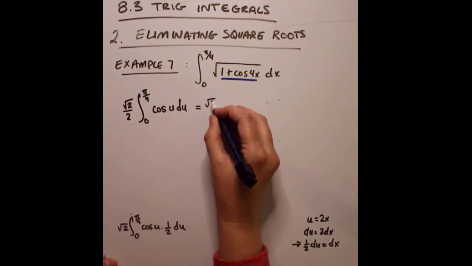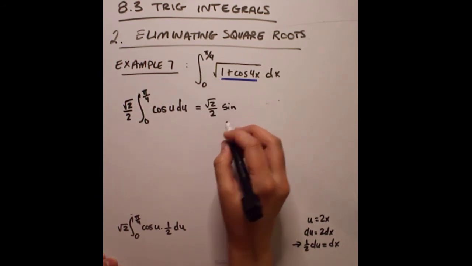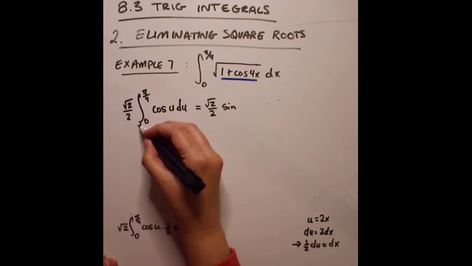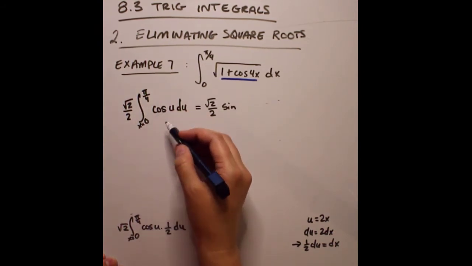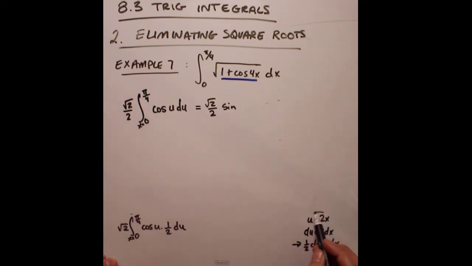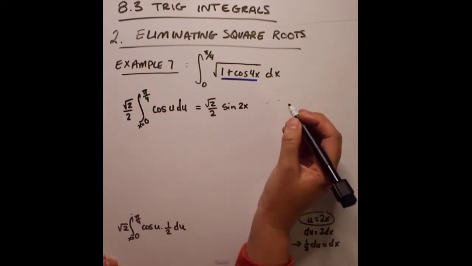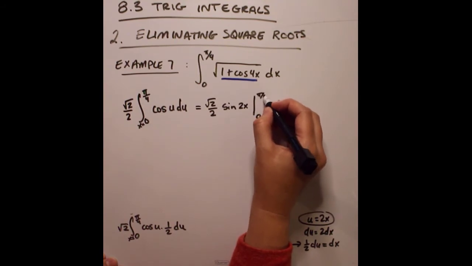If we're ready to integrate, the integral of cosine u is just sine u. But let me make this very clear. These limits of integration were in terms of x, so I can't plug those in for u. I don't want to accidentally plug in for u. So I'm going to go right back to what u was, which was 2x. So this is sine of 2x, and our limits were in terms of x from 0 to pi over 4.